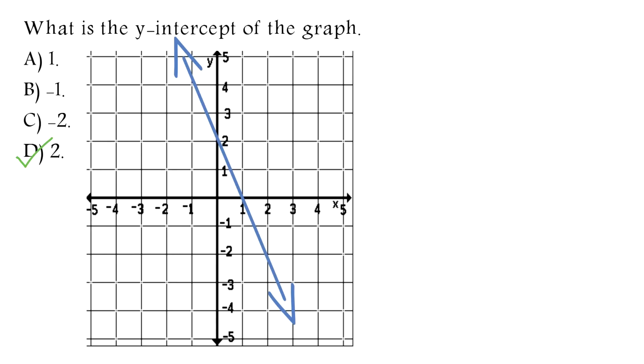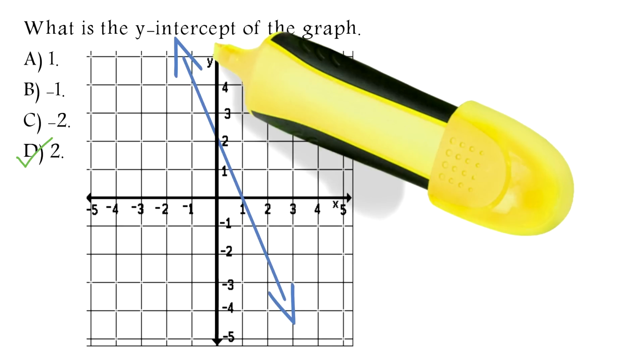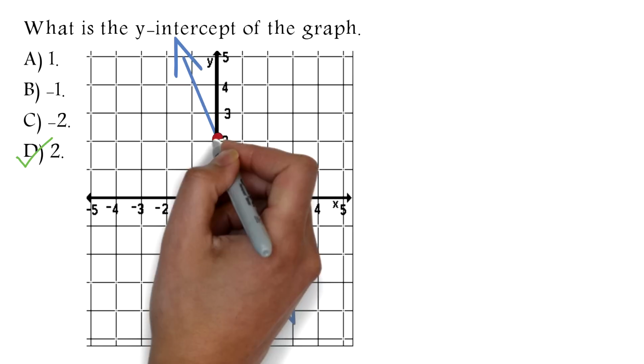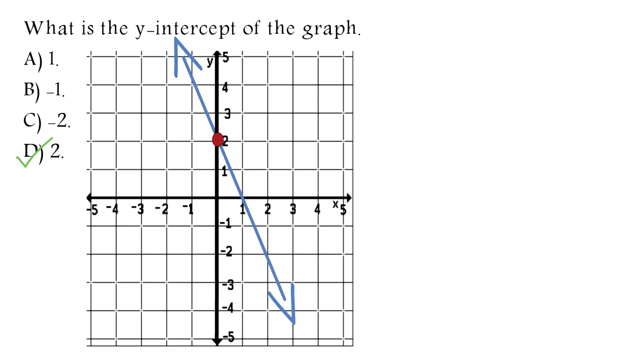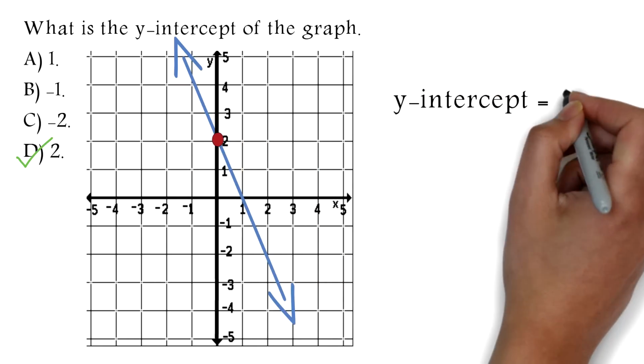2. The y-intercept is the point where the line meets the y-axis. This is our y-axis. The line meets the y-axis at this point. The value here is 2, therefore the y-intercept is 2.